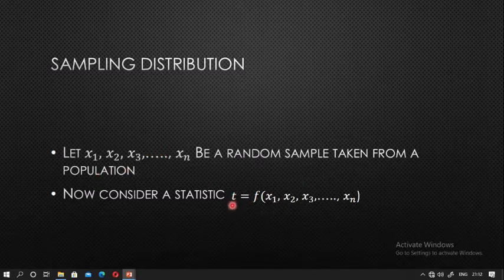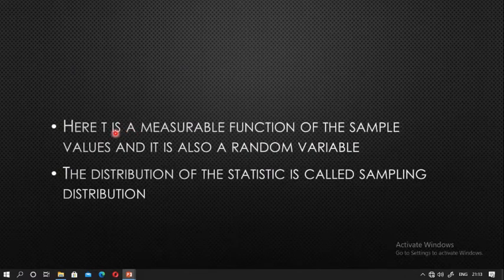Here I'm going to denote the statistic as t, which, as I said, is a function of the random sample taken from the population. So t is equal to f of x1, x2, etc., xn. Here the statistic t is a measurable function of the sample values, and it is also a random variable. Now the distribution of the statistic, or the distribution of t, is called the sampling distribution, or we say it is the distribution of a statistic.